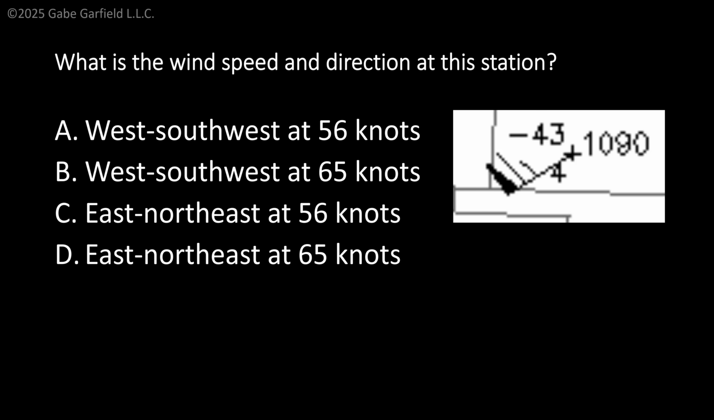So another question for you. What is the wind speed and direction at this station at the right? Is it west-southwest at 56 knots, west-southwest at 65 knots, east-northeast at 56 knots, or east-northeast at 65 knots? And I'll give you a second to think about this.